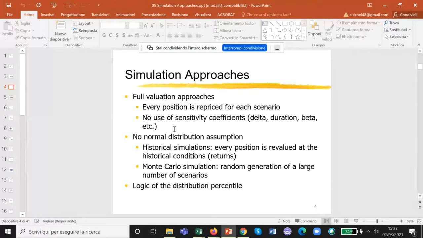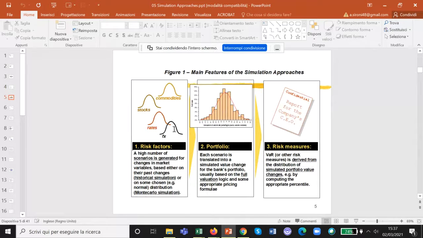Second, we'll see that simulation approaches are not using the assumption of a normal distribution of market factor returns. In the case of historical simulations, we basically use historical conditions. In the case of Monte Carlo simulation, we can use whatever kind of distribution we want, as we'll see. And they all use the logic of the distribution percentile, i.e. they cut the distribution at the desired confidence level. And we'll see with a simple example what this means.